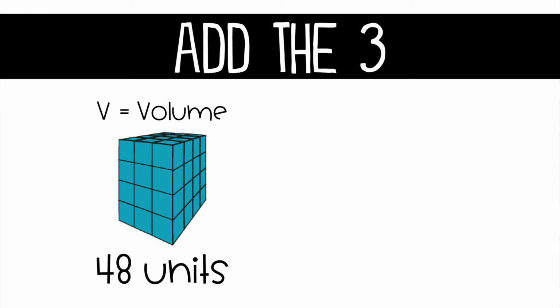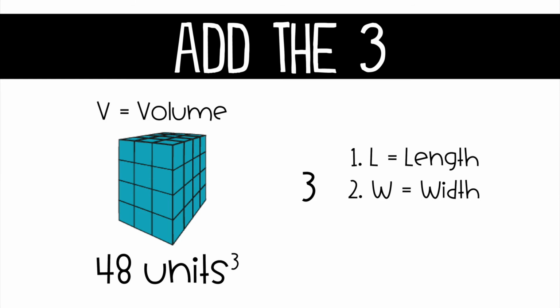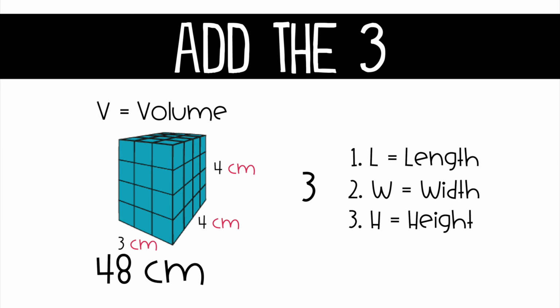In order to tell the reader that the measurement is cubed, we need to add a superscript 3. That's a little 3 placed just after the unit of measurement. It tells the reader there are 3 dimensions: length, width, and height. Right now we don't know the unit of measure, so we just write it as units. But when we know the unit of measure, then we would replace units with centimeters, for example, and remember to add the 3.